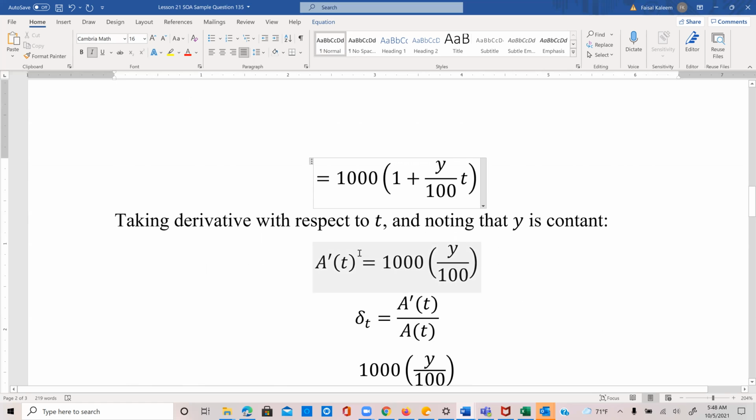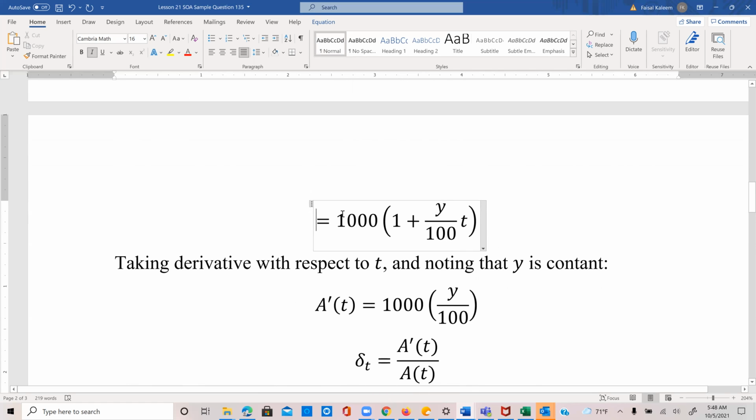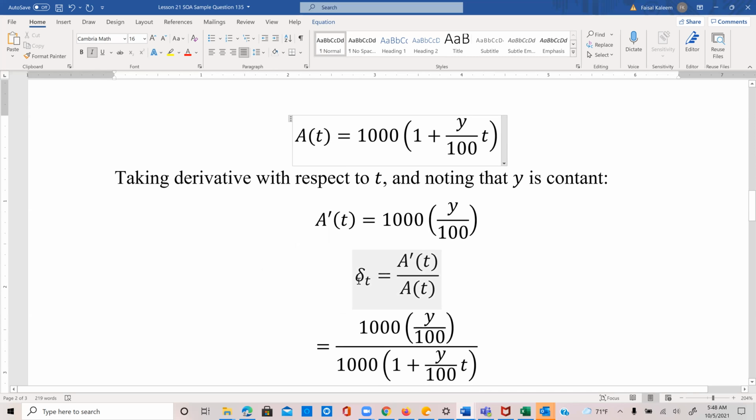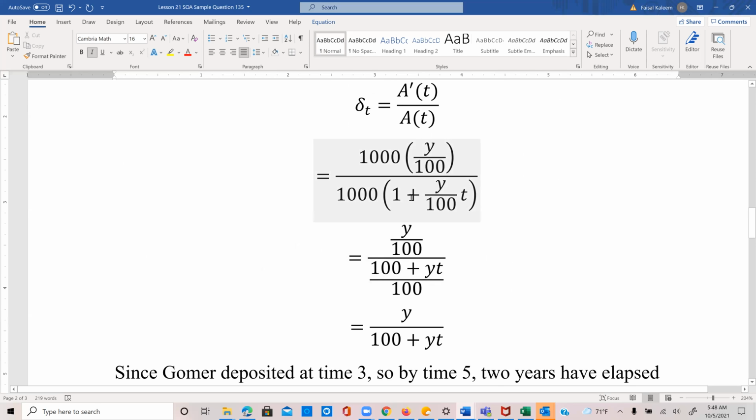So again, this is A(t). When we take the derivative with respect to t, remember Y will be a constant. This 1000 is a multiplied constant that stays. The derivative of 1 is 0, and Y over 100 is a constant, so the derivative of Yt over 100 is just Y over 100. And delta t therefore will be A' over A. A' is 1000 times Y over 100. A(t) was 1000 times (1 + Yt/100). When you take the common denominator, you get (100 + Yt) over 100. The thousands cancel out, and then the hundreds cancel out, and you just get Y over (100 + Yt). So that's the general formula for Gomer's force of interest at time t.